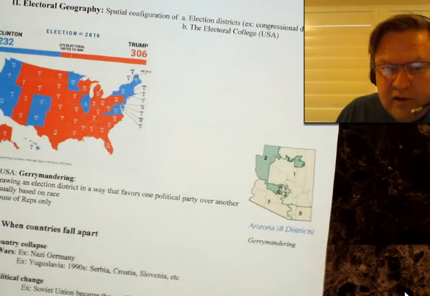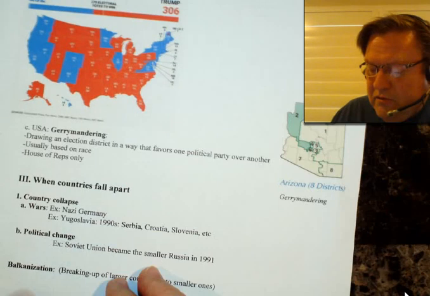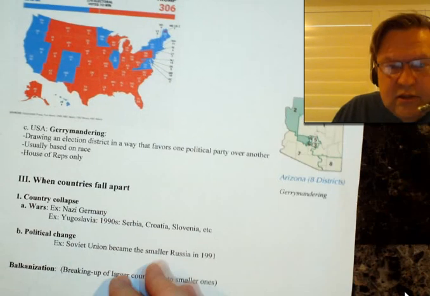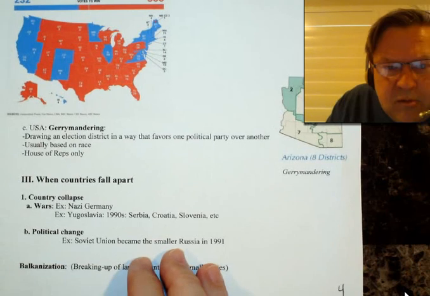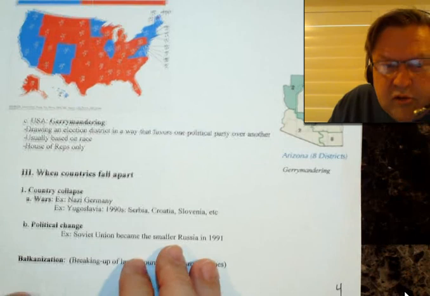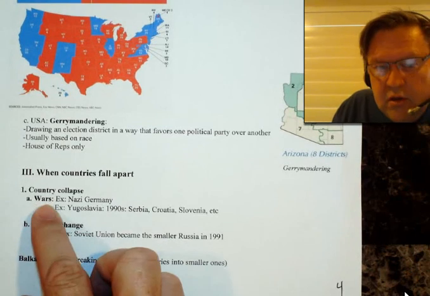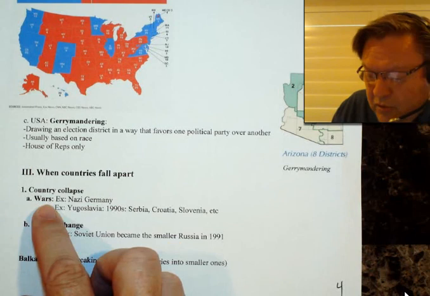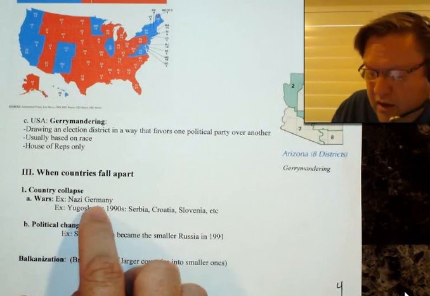All right, the next topic is why do countries fall apart? Hopefully not because of a virus. That would be terrible. But other historical reasons why countries fall apart. The main one is wars. Wars have a tendency, if you lose, to end countries. Nazi Germany, for example. So much for the Greater Germanic Reich, it's gone, right?